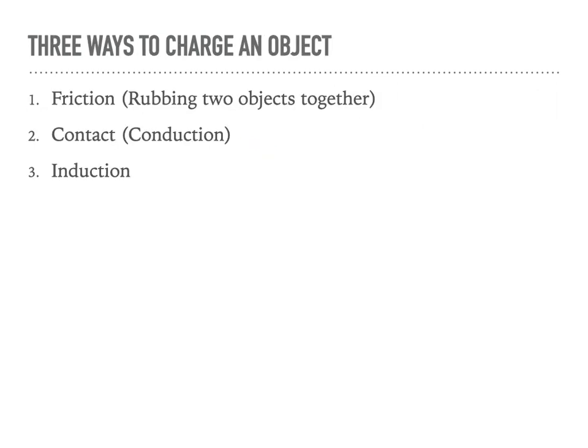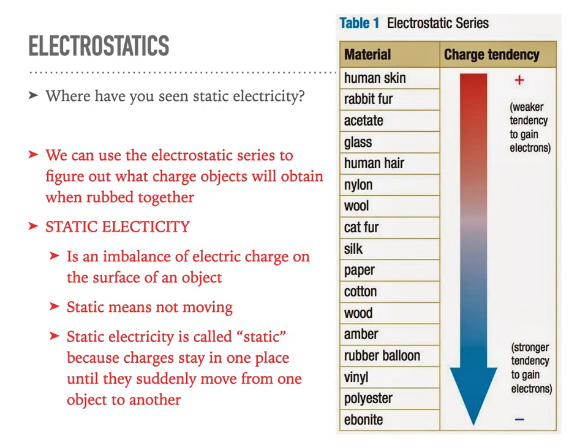When we're talking about charging objects, there are a couple of different ways that you can give a charge to an object. The very first one, which you're probably very familiar with, is friction, rubbing two objects together. We can also transfer charge by contact, which is called conduction, and the last type is called induction. We're going to look at charging by friction first.